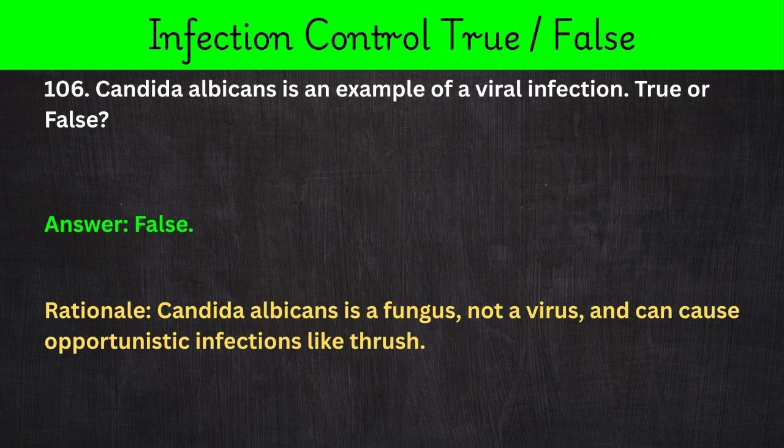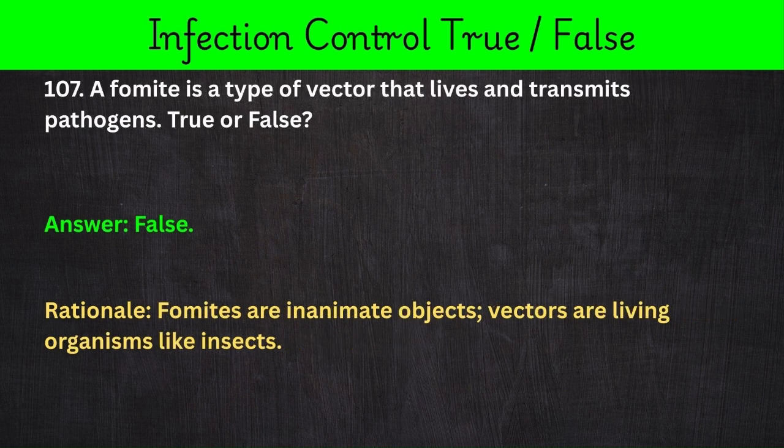True or false? Answer: false. Rationale: Candida albicans is a fungus, not a virus, and can cause opportunistic infections like thrush. 107. A fomite is a type of vector that lives and transmits pathogens.